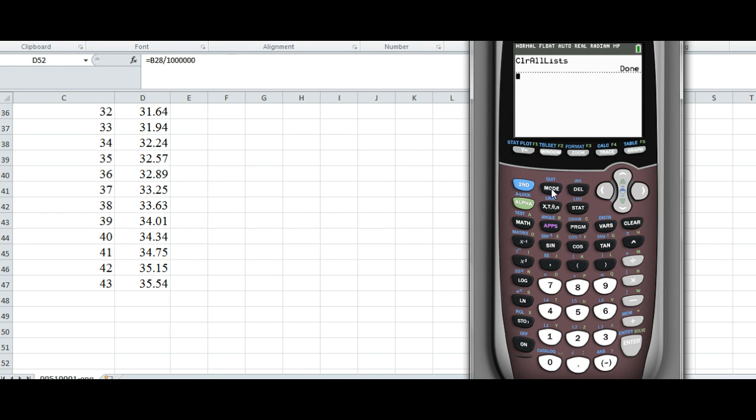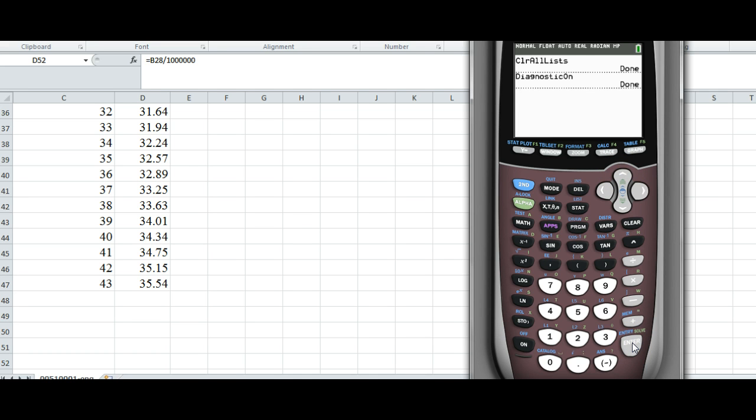So I'm just going to quit out of the thing. Oops, hold on one second. I want alpha D, and I got to do that twice, I think. No, what am I doing wrong? Oh wait, catalog. So second function catalog, and then alpha D, and we want diagnostics on. There it is. Enter, enter.